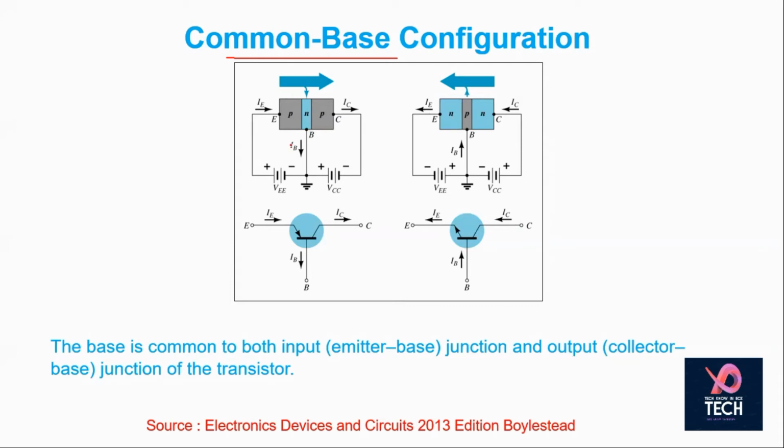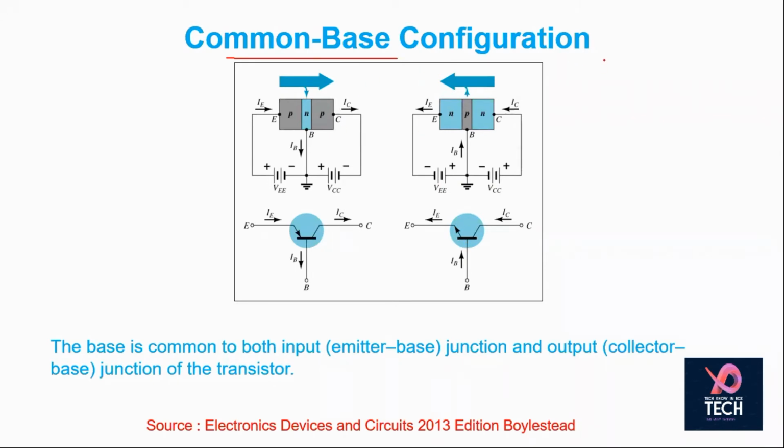When base is common to both input as well as output, then this particular configuration is called common base configuration. The symbol to this is called PNP. Okay, this is PNP. Similarly, this is your NPN transistor. So when base is common to input as well as output, it is called common base configuration. This is for NPN. So you can clearly find out the difference between NPN and PNP symbol. Okay, one more thing.